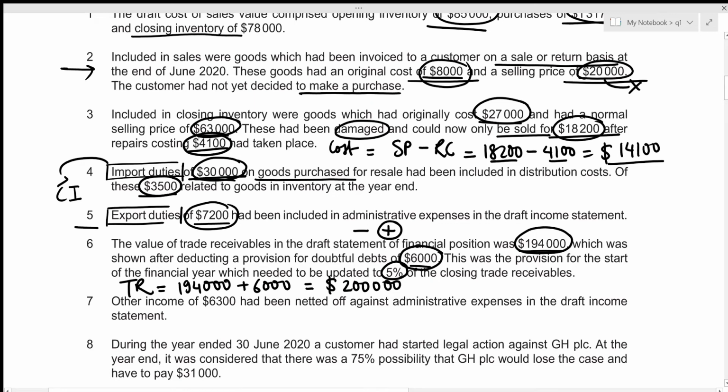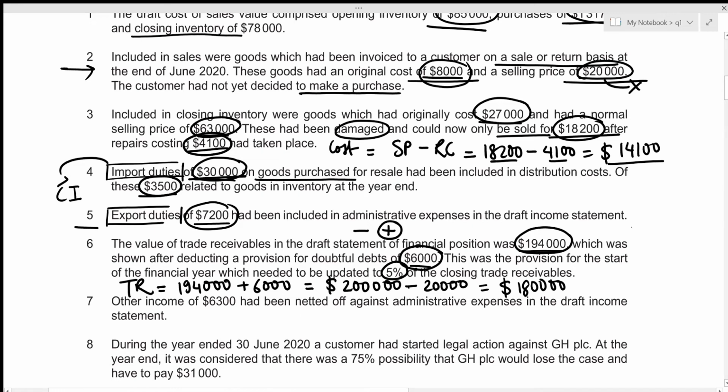But since we now decided that this should not be included in our sales, it does not need to be included in credit sales as well, which means that it should not be included in the trade receivables. So we just need to subtract this value of 20,000, which gives our correct trade receivables at the year end to be 200,000 minus 20,000, which gives us a value of 180,000. Now this is the actual value to which we need to apply our rate of 5%.